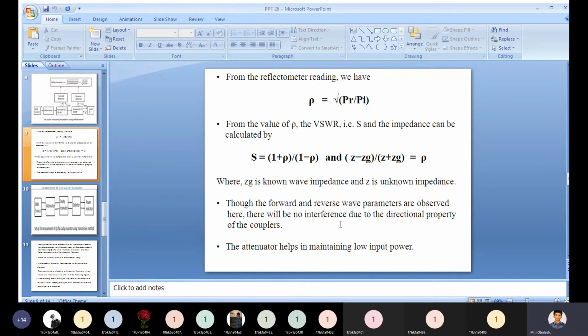Through the forward and reverse wave parameters, we observe here that there will be no interference due to the directional property of the coupler. Therefore, the attenuator helps in maintaining low input power. This means that attenuator means power loss, the ratio of input power to the output power. Yes or no?